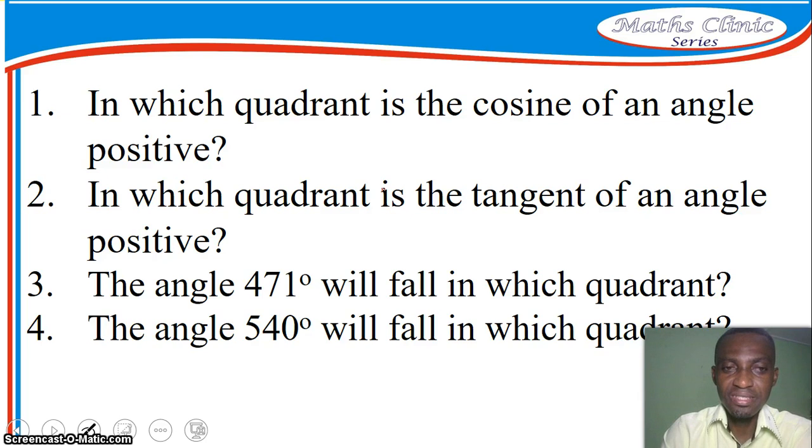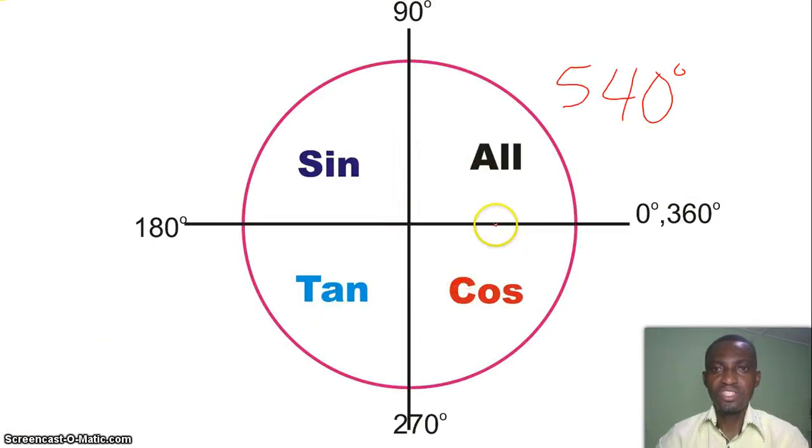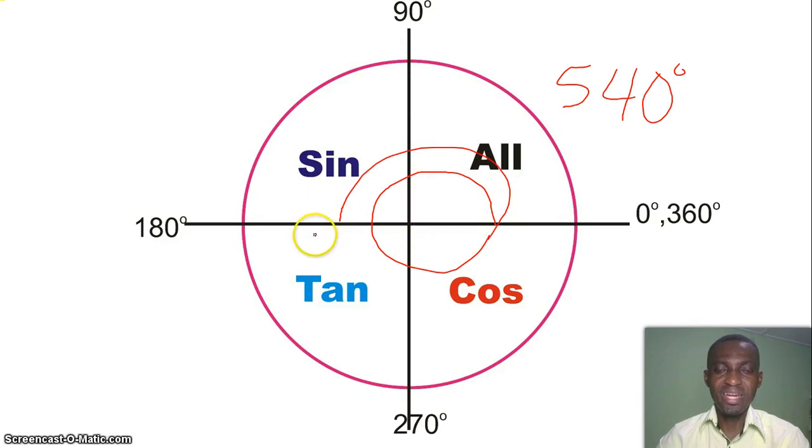You can try your hand on that. All right, 540, that will also start from here. We go continuously, then we come to one revolution, 360. So when I take 360 out of 540, I'll be left with 180, and that means I'll continue until I get up to 180. And 180 is not in any quadrant, so you can say it is in the sine and tan quadrants at the same time. So we see 180, so it means 540 will not be in any quadrant, or we can say it's between sine and tan.